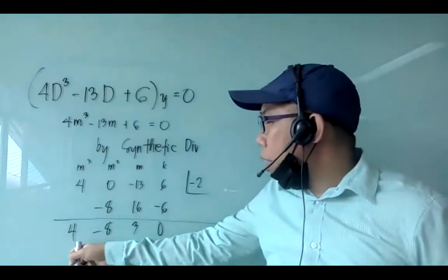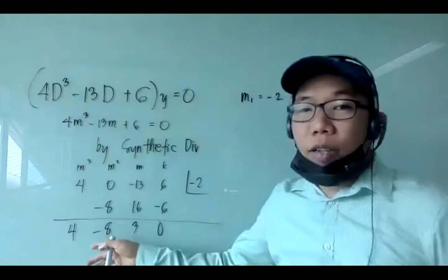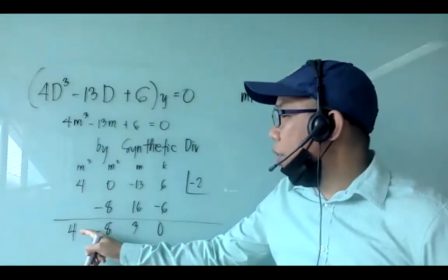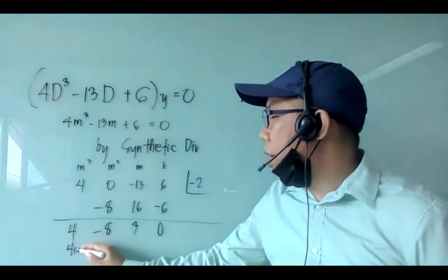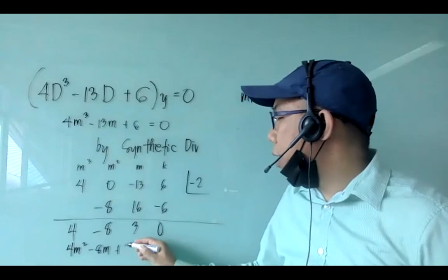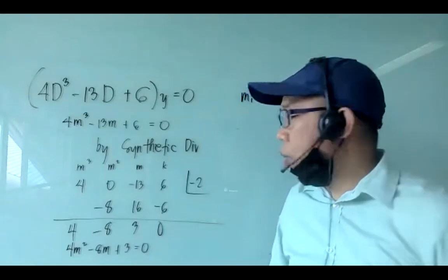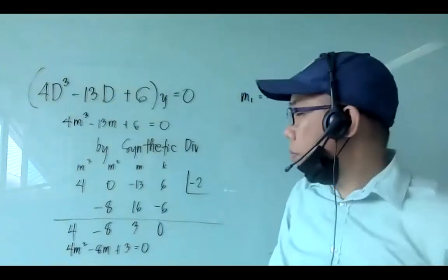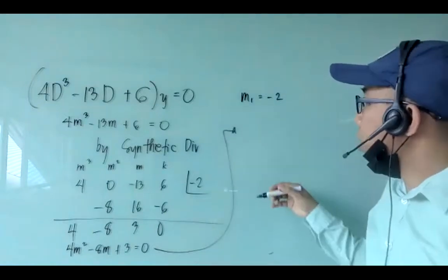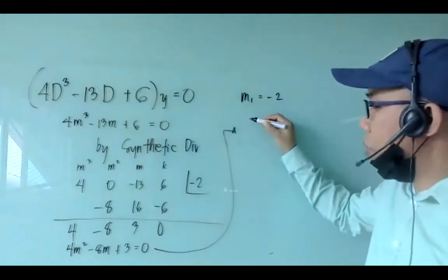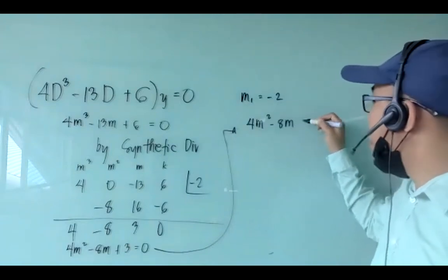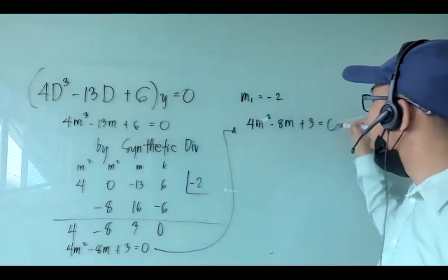Now, ito naman, pwede mo i-continue yan or pwede mo i-factor na lang by inspection to. So this is now the coefficient of m squared, di ba? So 4m squared minus 8m plus 3 equal to 0. Okay? So isa sa mga roots na ito, di ba? So sulat ko muna ulit, 4m squared minus 8m plus 3 equal to 0.